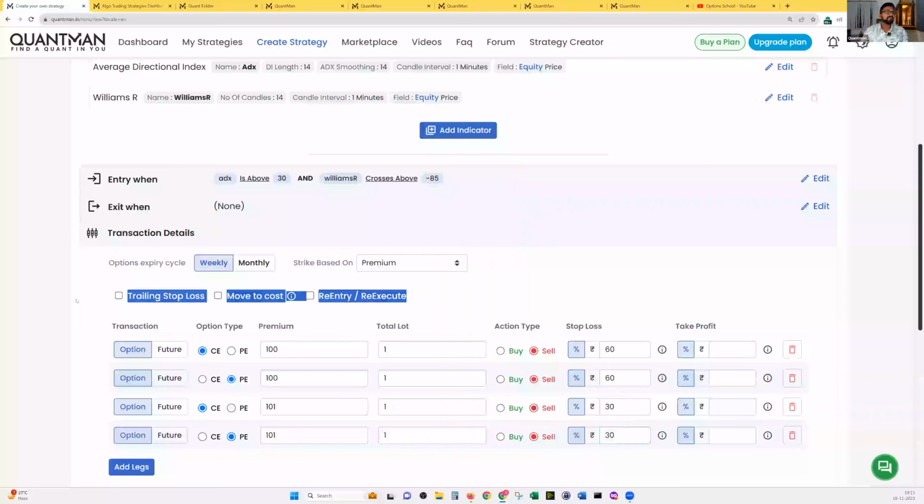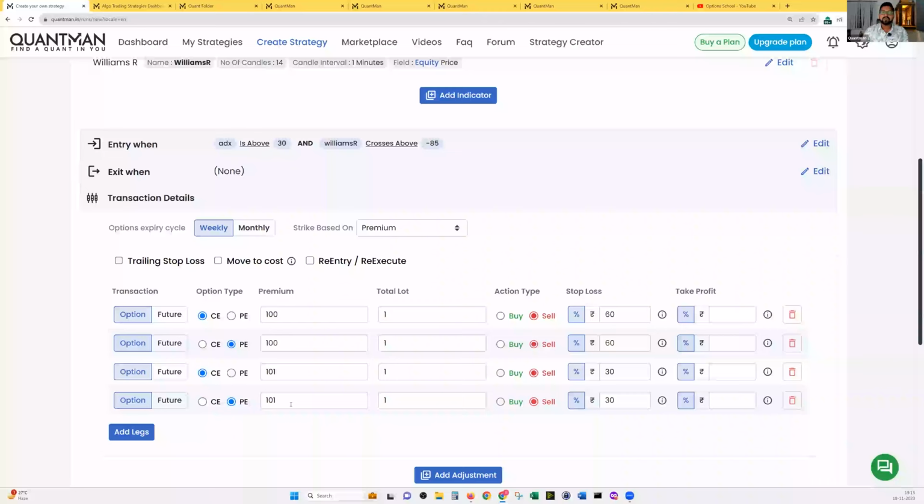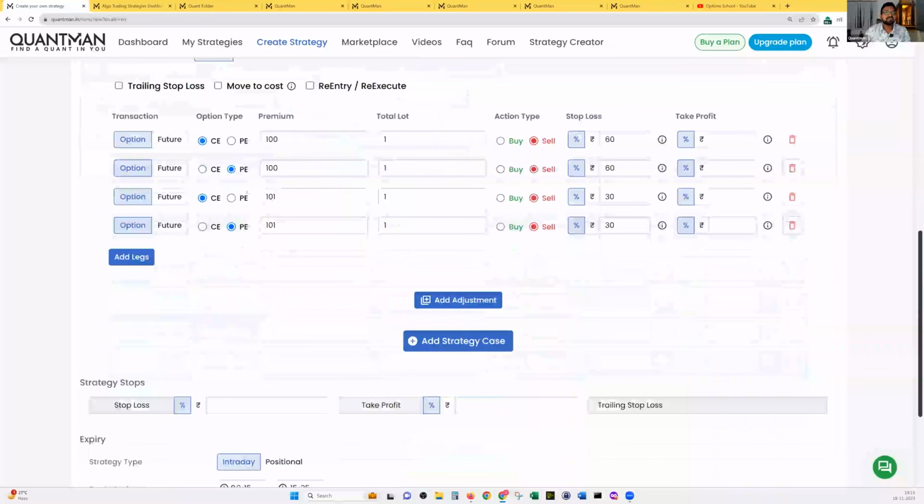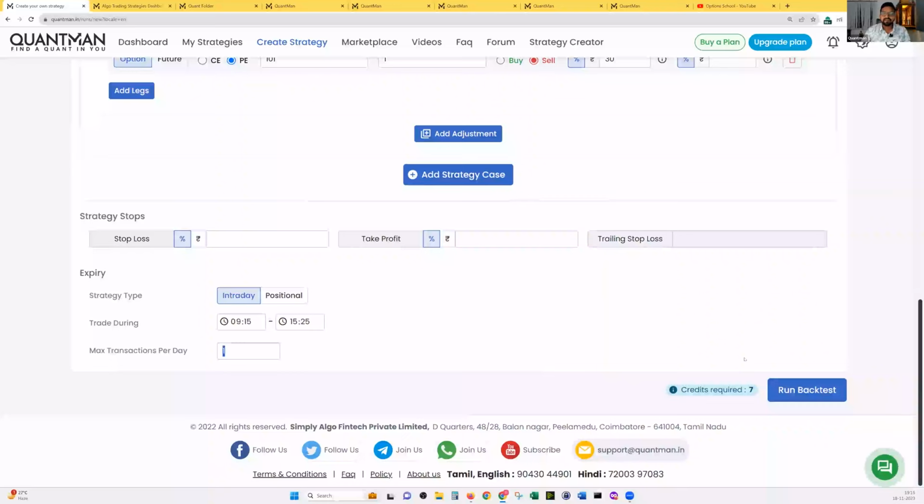Now I just put 100 premium, 101. The new engine in Quantman is going to take the trade on the same strike, even if you put 100, 101. In the early V1 engine, it used to take the higher strike. If it selects 100 premium, then this 101 will take the above strike, like one step in the money. So this is the base I have done. Nothing else changed. Only one trade a day, and then I just run the backtesting.